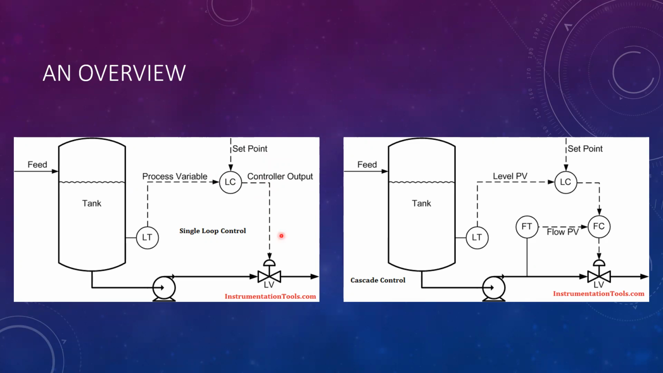Like in this small example, we have a single loop controller, which only has one controller, one set point, and it controls the valve. And in this other one, we have also a level tank, but this time we have two controllers, from which the second one will work after the first controller gives its set point to this one. So finally, this one will control the valve.